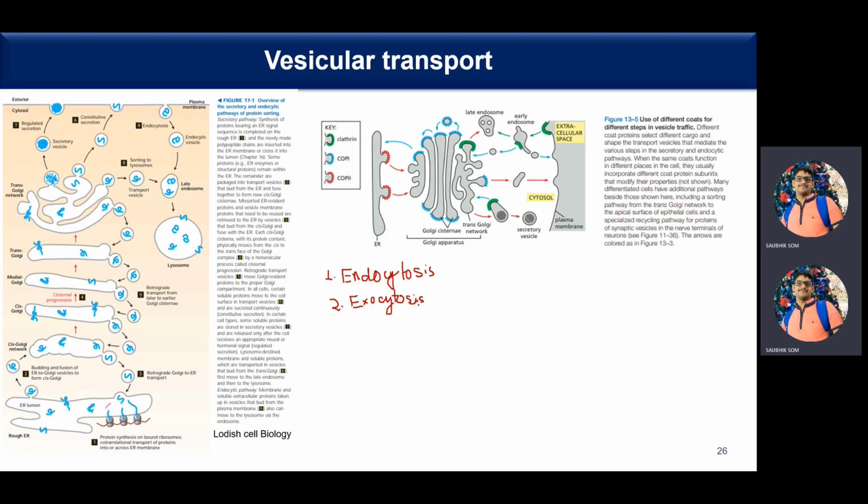Exocytosis, and the third one is protein targeting, or protein sorting, whatever you call it. This happens internally, so I should say intracellular transport.